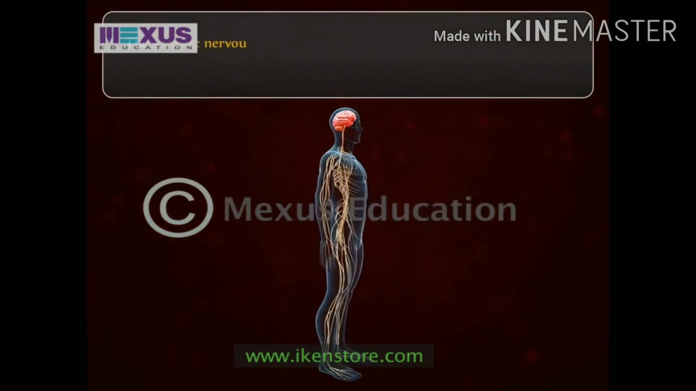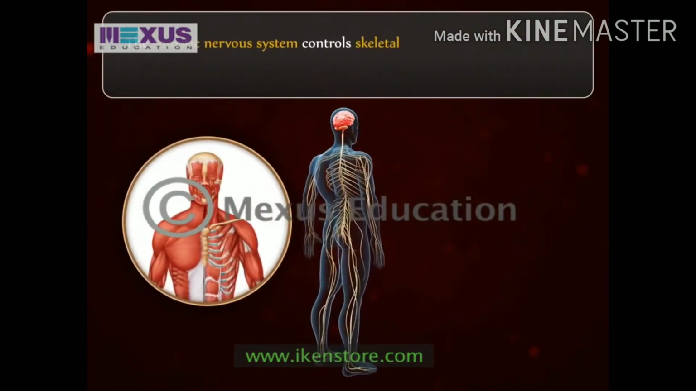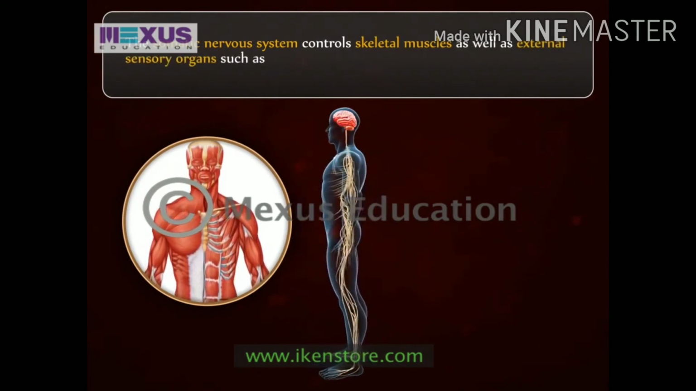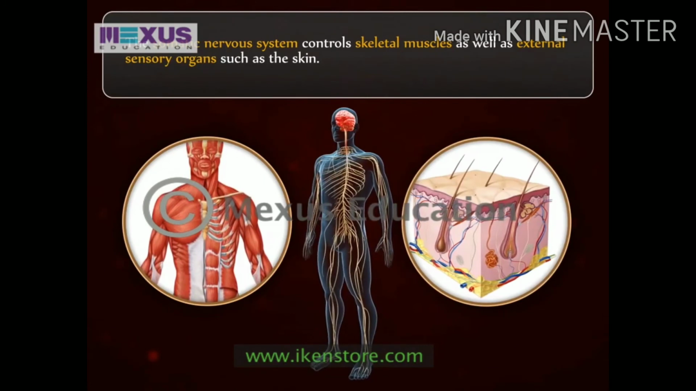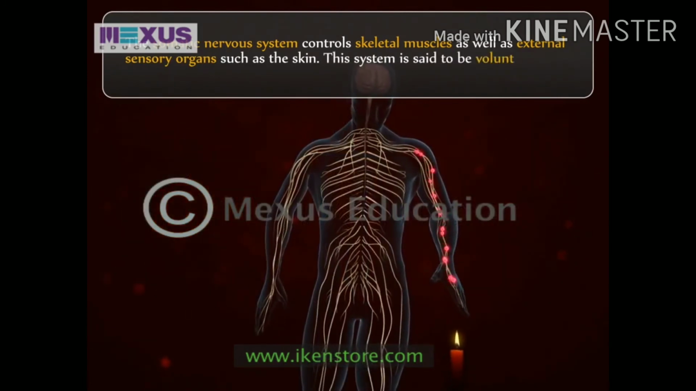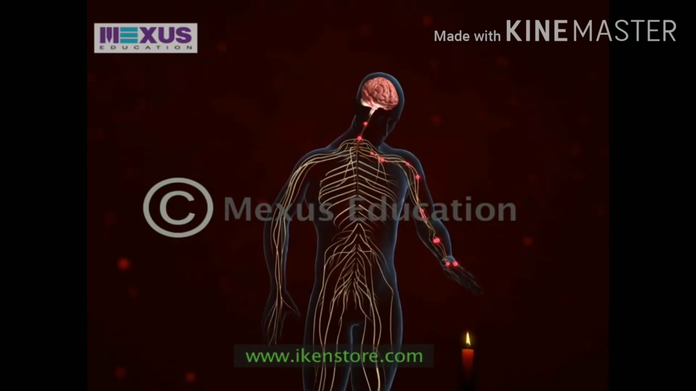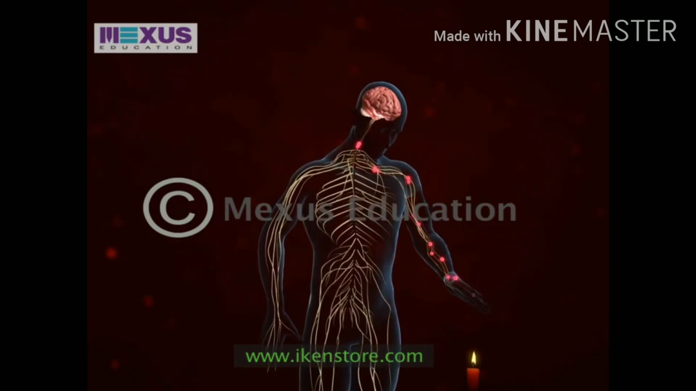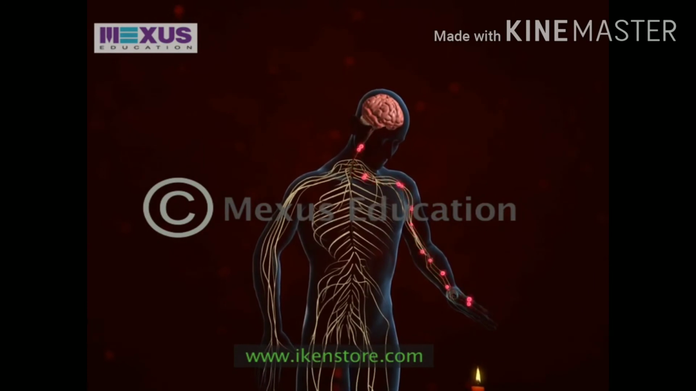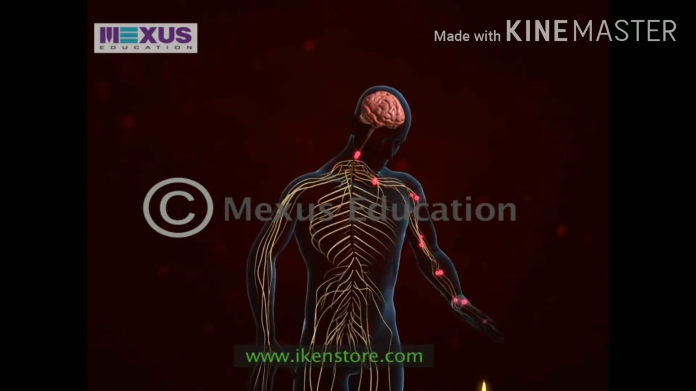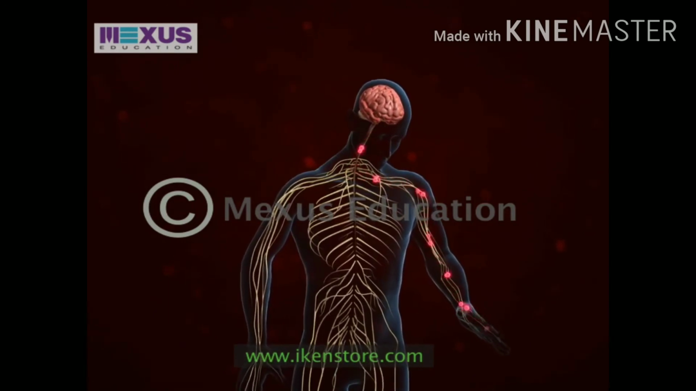The somatic nervous system controls the skeletal muscles as well as the external sensory organs such as the skin. This system is said to be voluntary because the responses can be controlled consciously. It includes all of the nerves that serve the skeletal muscles and the exterior sense organs. It also includes reflexes.